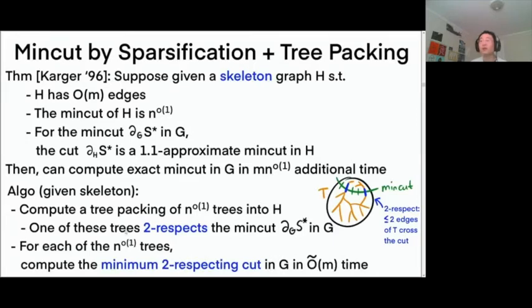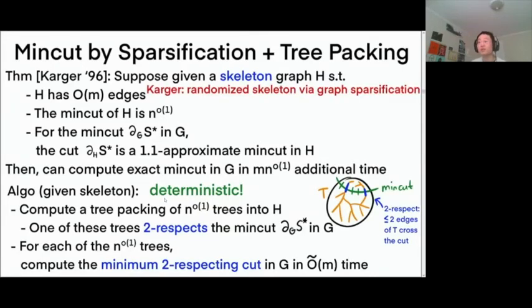And finally, Karger developed an algorithm that, given a tree and the original graph, computes the minimum 2-respecting cut in linear time. So all these together, in addition to computing the skeleton graph, which we have not discussed yet, give you the near linear time algorithm. And the nice thing about this algorithm is that it's deterministic. Everything here is deterministic, and in Karger's algorithm the only randomized component is computing this skeleton graph.